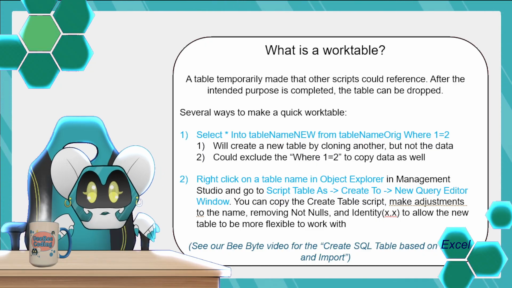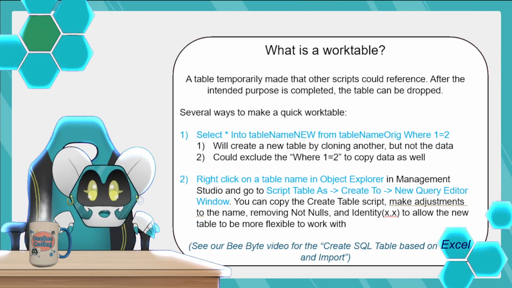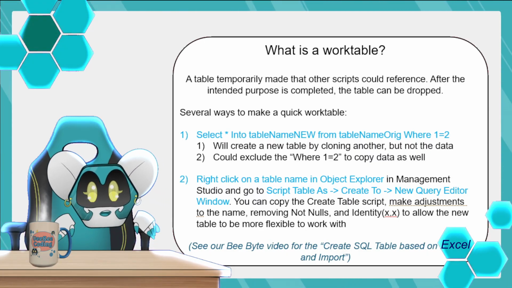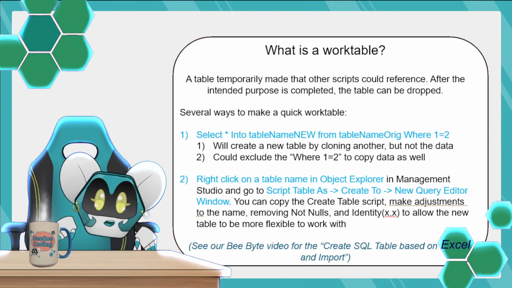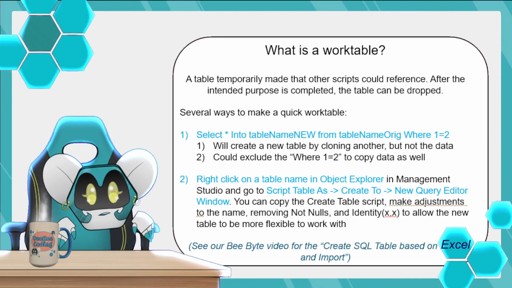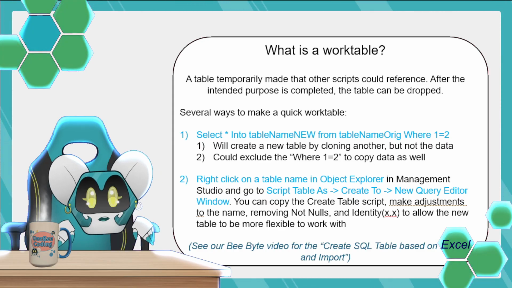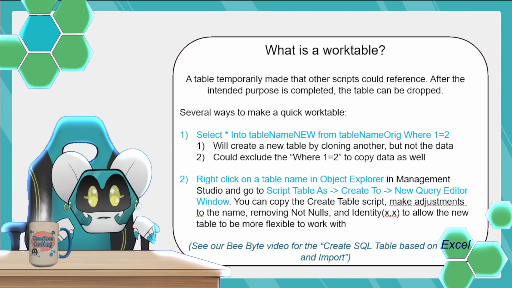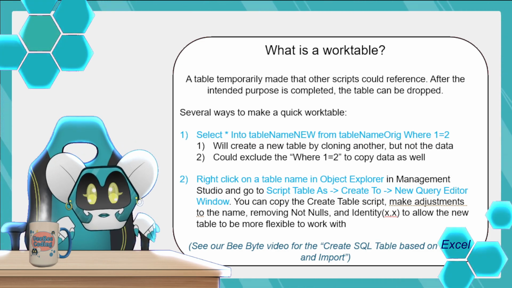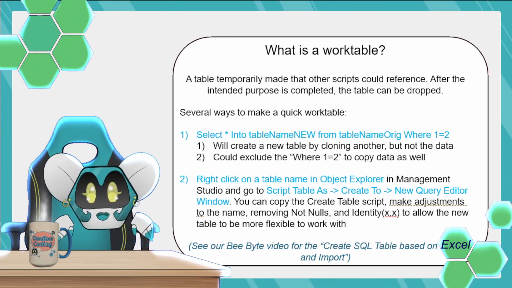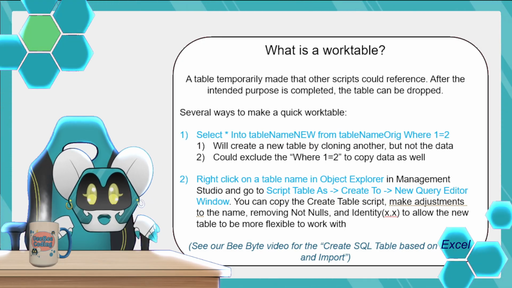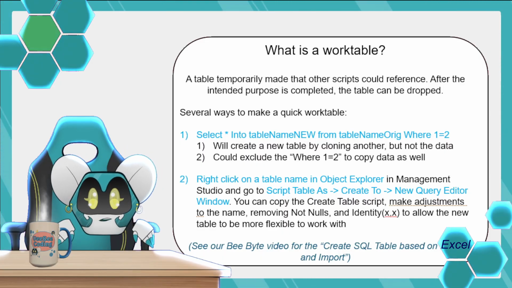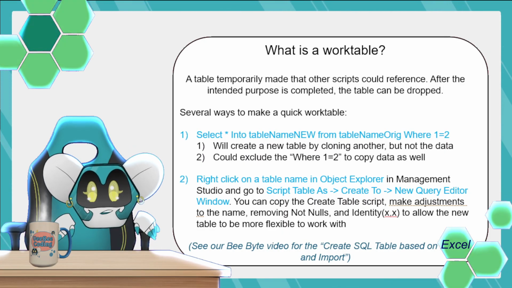There are a few different ways you can create a work table. You can do a select star into, make up a new table name, from, say, the old table name, where 1 equals 2. That is going to essentially make a clone of that table without bringing over any data, so it gives you the opportunity to import your own special list into it. If you wanted to include data, then use that same script, but just exclude the where 1 equals 2, and that will bring over the data as well.